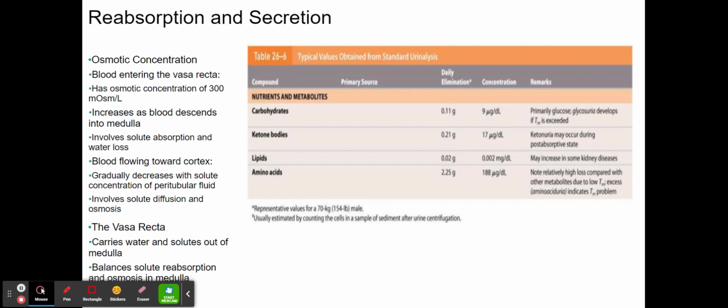Some of the solutes absorbed in the descending portion of the vasa recta do not diffuse out of the ascending portion, and 2. More water moves into the ascending portion of the vasa recta than moves out of the descending portion. Thus, the vasa recta carries both water and solutes out of the medulla. Under normal conditions, the removal of solutes and water by the vasa recta precisely balances the rate of solute reabsorption and osmosis in the medulla.